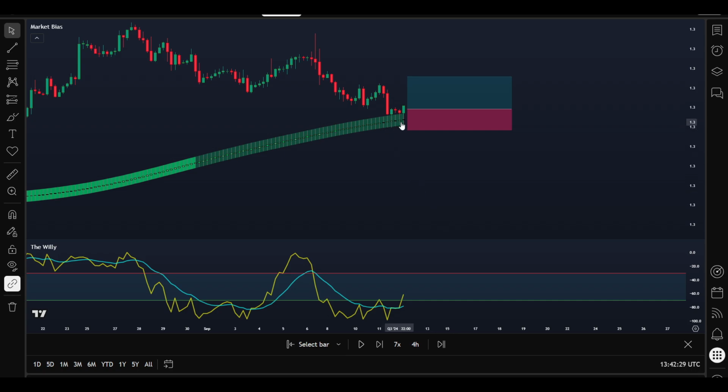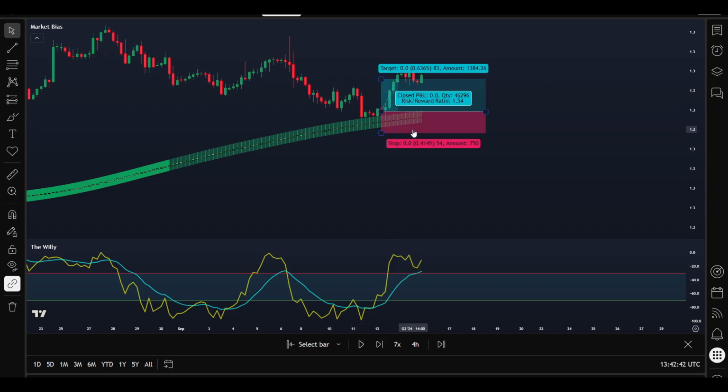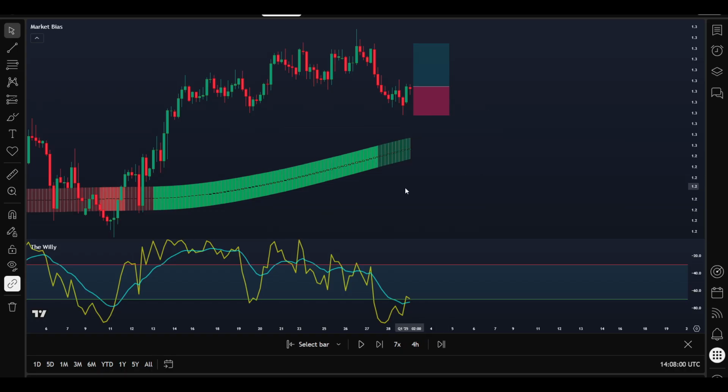We are still in the pullback phase. If the ribbon has already flipped back to bright green before the cross, the setup is invalid. When all 3 are true on a closed candle, we execute on the next open. Stop under the nearest swing low. Target 1.5 R. Long example.